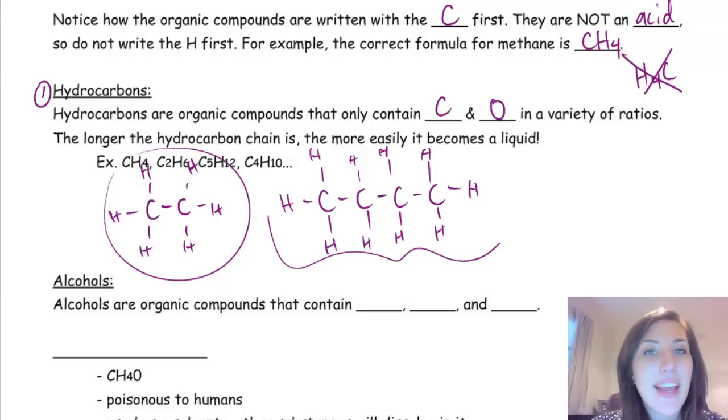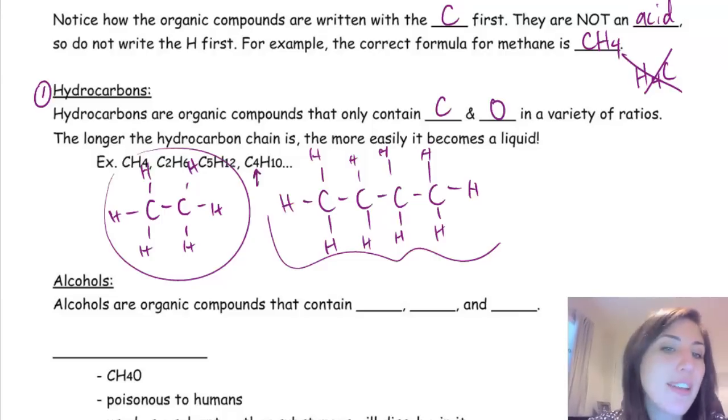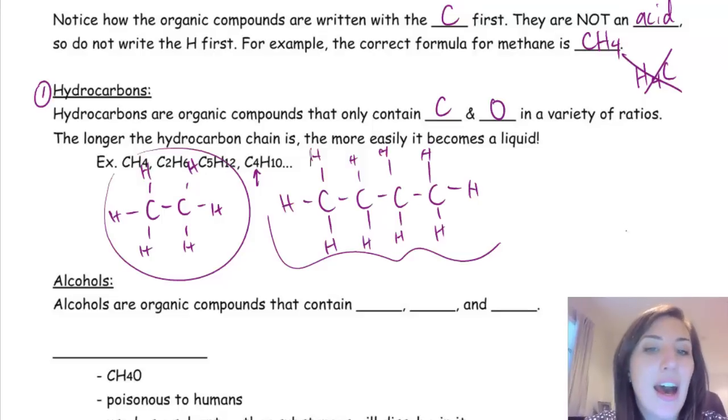Just like how when we named our covalent molecules or compounds in chapter 4, the little subscripts here tell us just how many of that element there are in our molecule. So it says C4, so we draw 4 C's. It says H10, so we draw 10 H's.